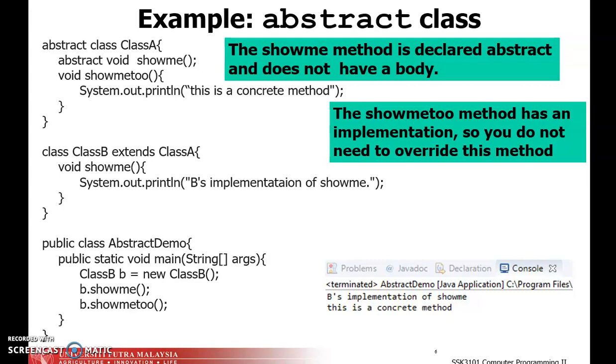Try to make your program in the Eclipse editor and look at how the output is produced. By doing this example, you should be able to understand the basic concept of abstract classes and abstract methods, and how you can differentiate them from concrete classes and methods.